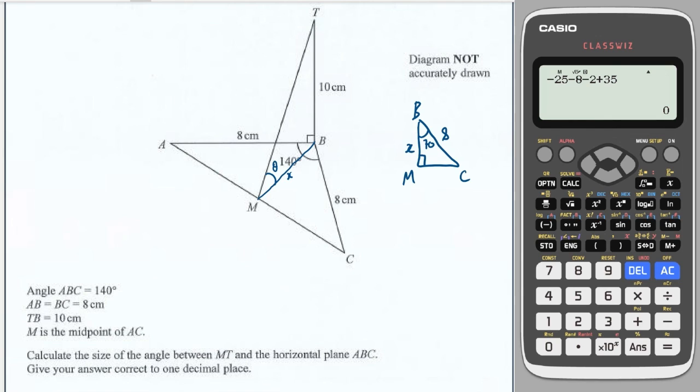So this is the adjacent and this is the hypotenuse, so we're looking at cosine. So cosine angle is A over H. I want A, so I cover A, which means to find A I need to do cosine of the angle multiplied by the hypotenuse. Great. So cosine of 70 multiplied by 8 is going to give me 2.74.